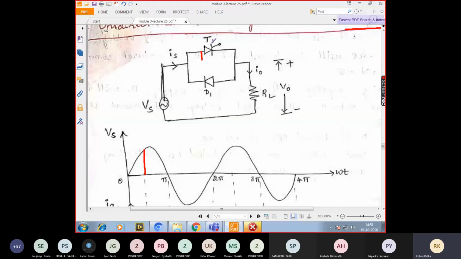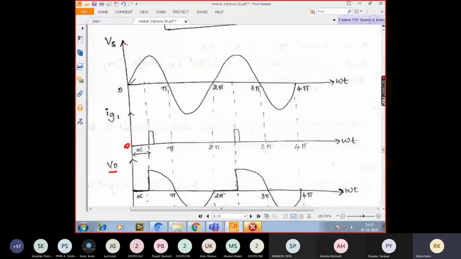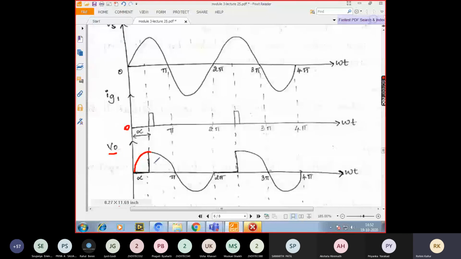If I apply the alpha value or the firing angle at omega t equal to 0, I will be getting the complete positive half cycle as my output voltage. If I apply this gate pulse at this particular instant, then I will be getting only this part of my output waveform.